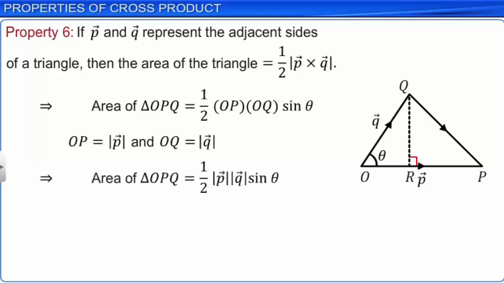The product of the magnitudes of vectors P and Q and sine theta is equal to the magnitude of the cross product of vectors P and Q. Thus, the property is proved as shown.